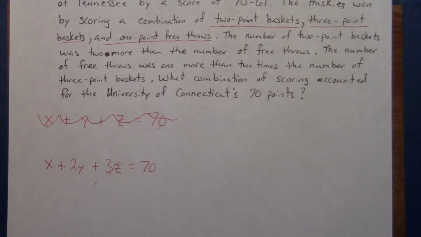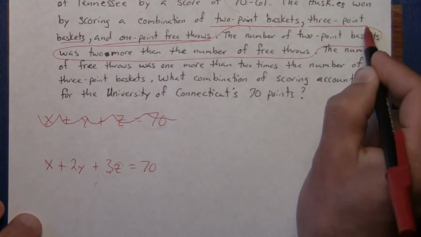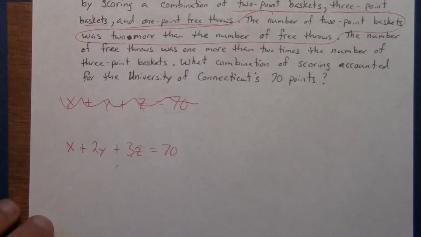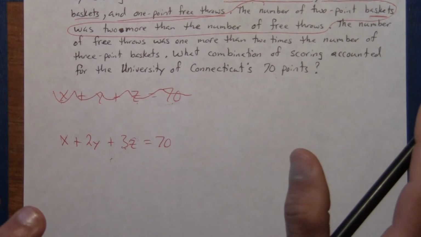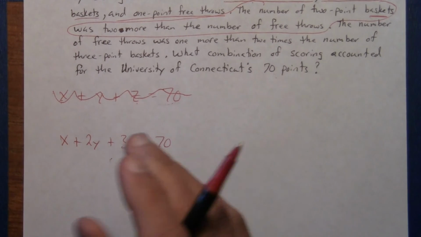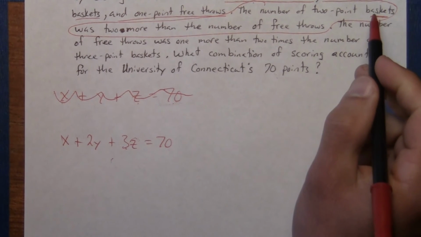All right, so what else do I have here? Well, clearly I want to take a look at this thing next. It said the number of 2-point baskets. Now it's referring to baskets, so it actually wants X, Y, and Z, not 2Y, not 3Z, not X, because it's talking about baskets. So that's the X, Y, Z stuff.